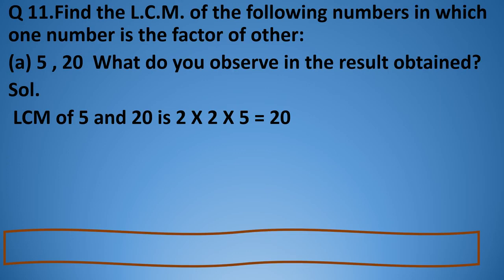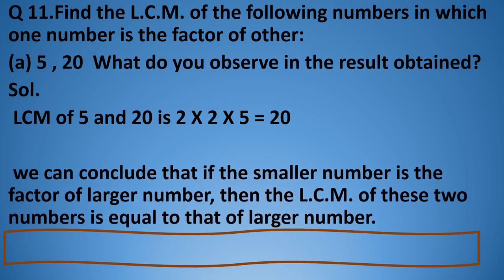So what is there in the question? Find the LCM of the following numbers in which one number is the factor of the other. You know that 5 is a factor of 20, because 20 is divisible by 5. When the smaller number is a factor of the larger number, then the LCM is the greater number itself. Remember this: the LCM of these two numbers is equal to the larger number.